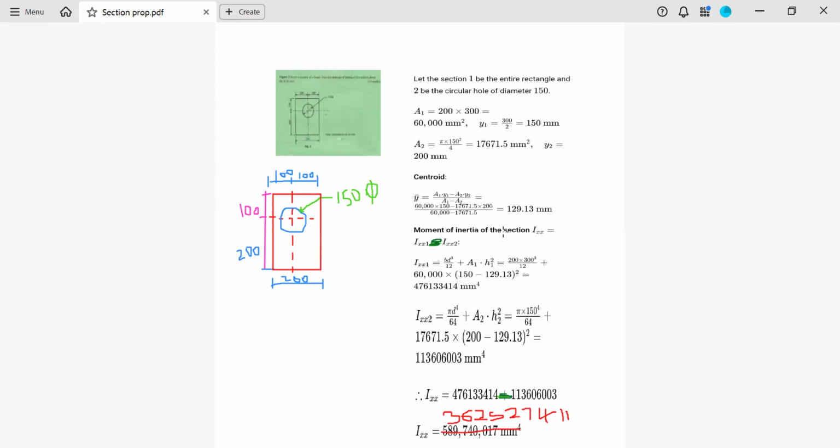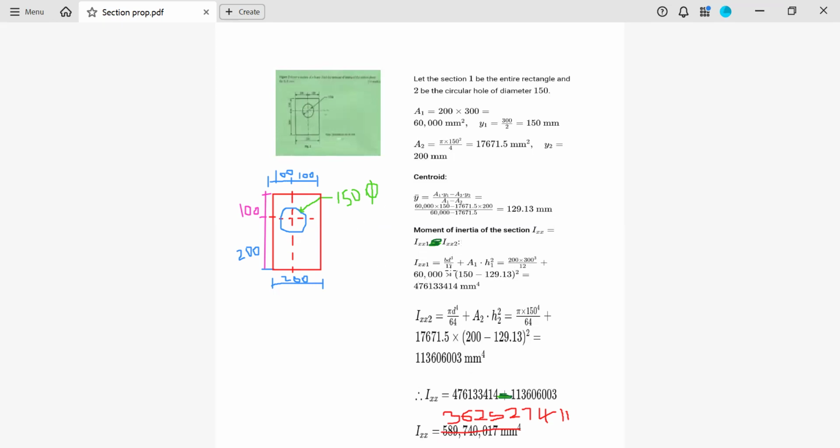Then from there, we go to moment of inertia, which is given by Ixx. Ixx means with reference to the x-axis. So the moment of inertia of this figure will be the difference between moment of inertia of the whole, which is rectangular, minus moment of inertia due to the circular hole. So for the rectangular, we shall call it Ixx1. For circle, we shall call it Ixx2.